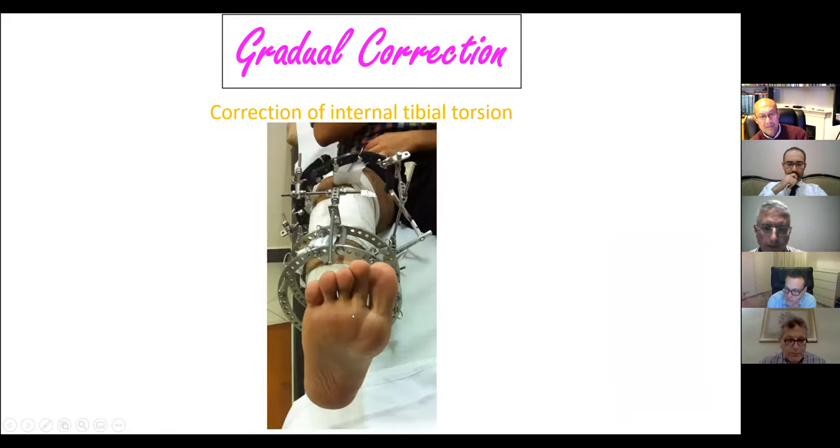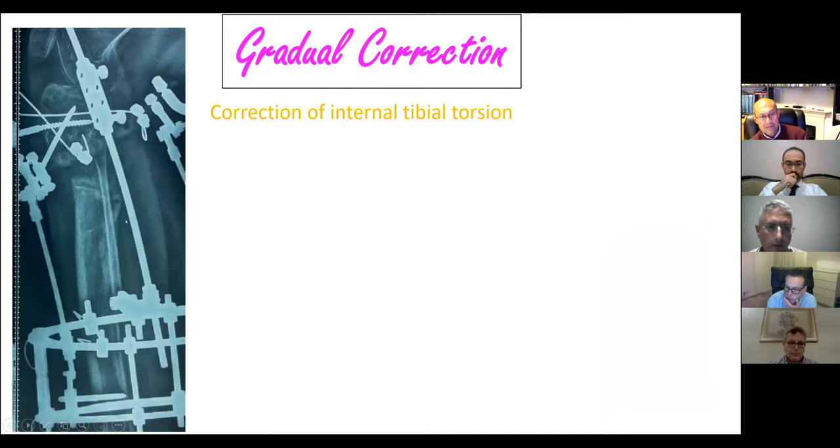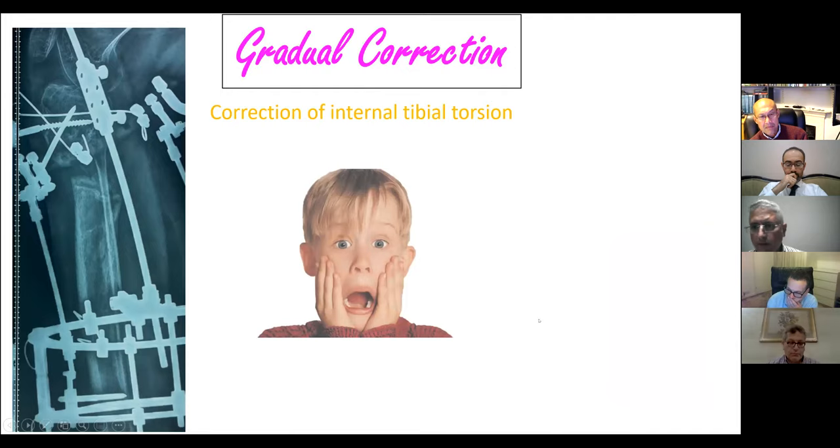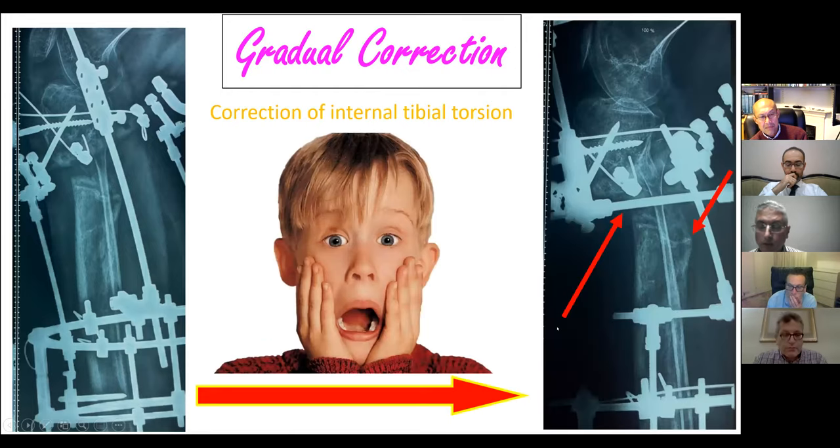This is after correction of the internal tibial torsion. This is before correction of the torsion. However, we met with this surprise: we faced a translational deformity. So why do we have this translational deformity?